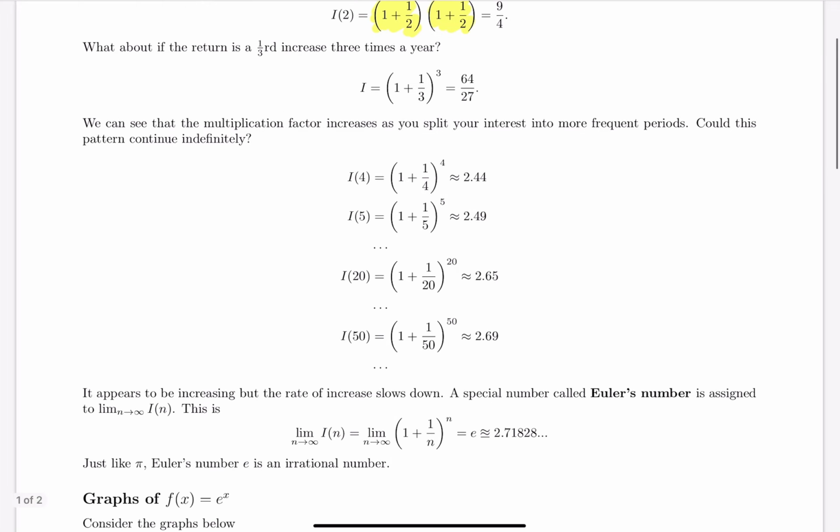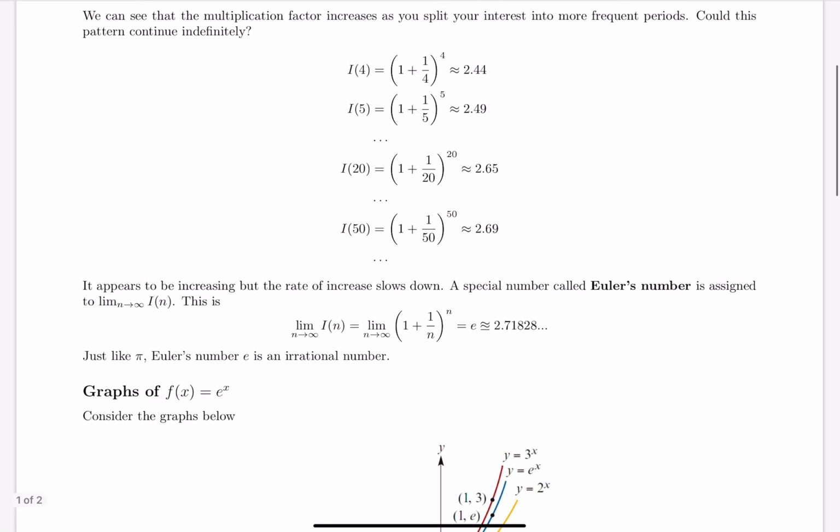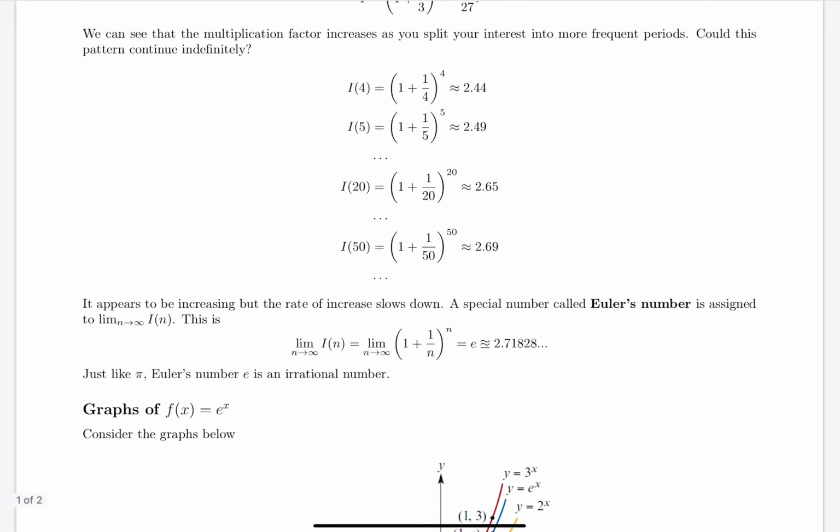And I just want to show you a little pattern that happens over here. So if you do 4 splits, so this is 25% increases 4 times a year, you'd get a multiplication factor of your money of 2.44. You do 5 splits, you get 2.49. You do 20 splits, you get 2.65. 50 splits, you get 2.69. So like obviously 50 is significantly more than 20, but the difference in the multiplication factor roughly is starting to get quite close. So you can see what's happening. It's increasing as you split it more and more, but the rate of increase is slowing down because it looks like it's getting closer and closer to some number, okay?